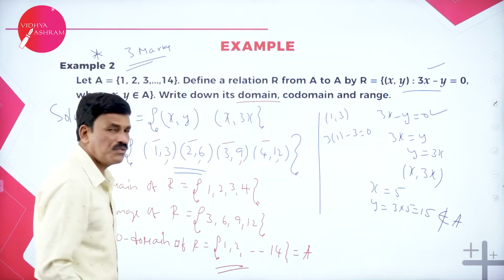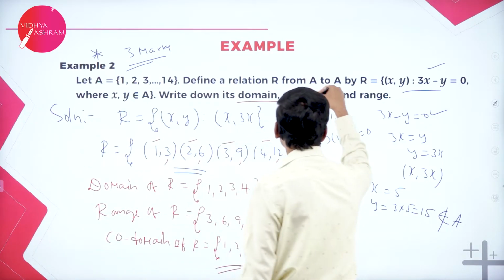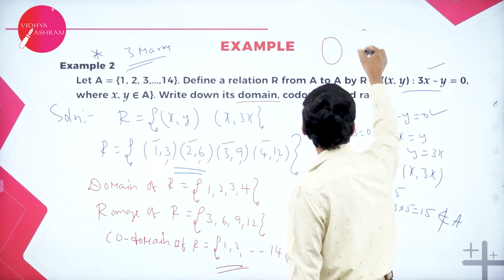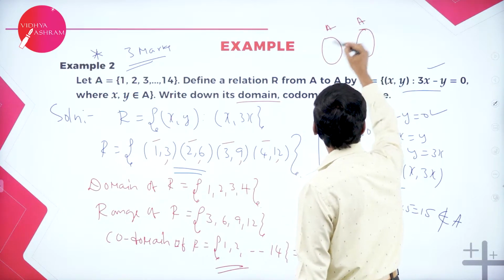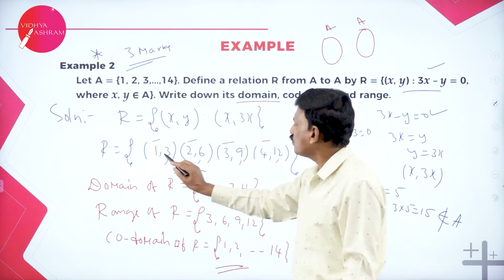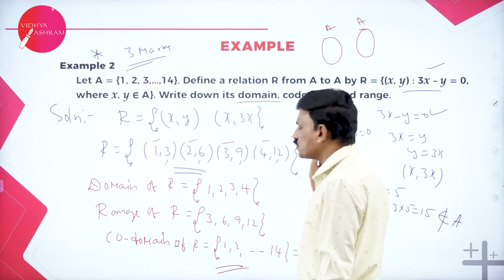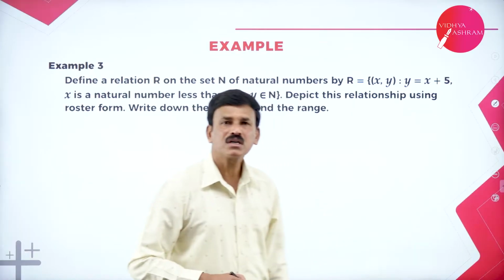Suppose you want to represent this in an arrow diagram, just write down A and B. This is A and A. Then just represent 1 to 3, 2 to 6, 3 to 9, 4 to 12. That's all. Okay, come to the next problem.